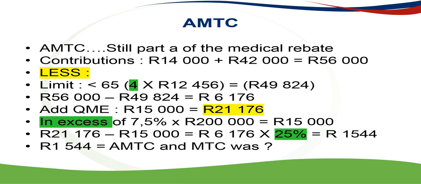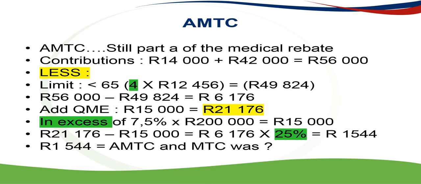It makes a lot more sense for students to do it this way. Okay, so what are your total contributions? We know 14,000 employer, 42,000 Mr. X, 56,000 in total. Okay, so that's total contributions. If you want to write it down, it's in front of you; you don't have to write it down. Total contributions 56,000, less the limit.